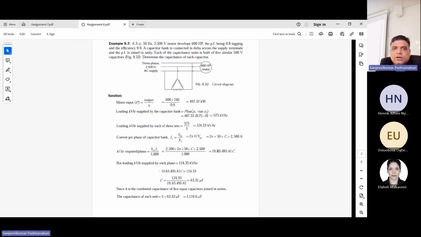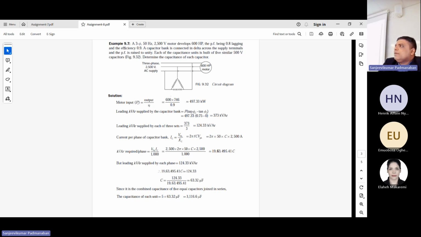Here you have to calculate for power factor 0.8. Here you have to calculate for power factor 1. You know cos phi equals the power factor, so phi equals cos inverse of the power factor. Here it's cos inverse of 0.8, and here it's cos inverse of 1. That is your value of phi 2 and phi 1.